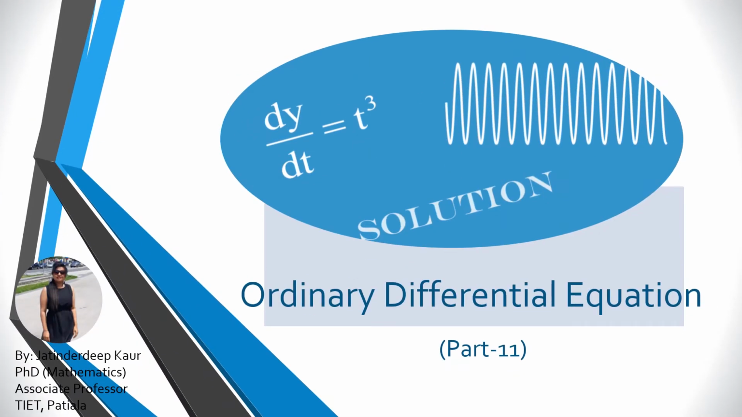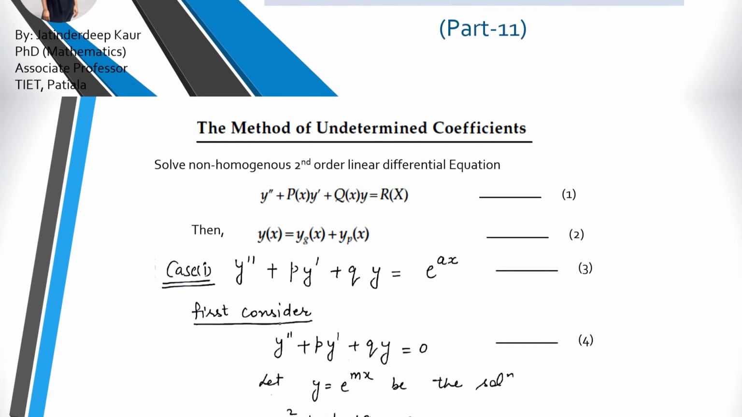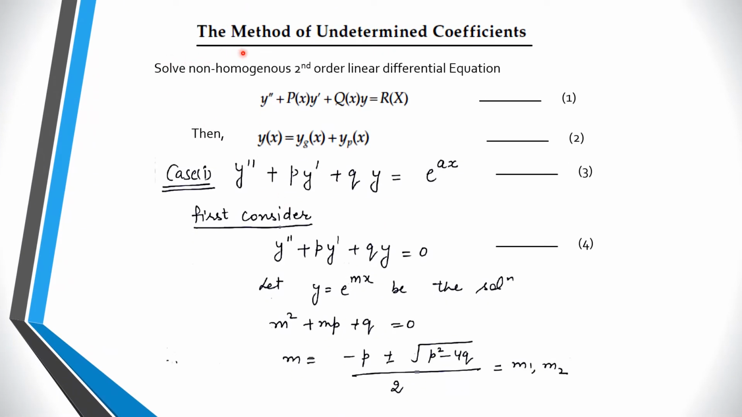Hello everyone, this is part 11 on ordinary differential equations. Today I am going to explain the method of undetermined coefficients. This method is used to find the solution of a non-homogeneous second order linear differential equation.